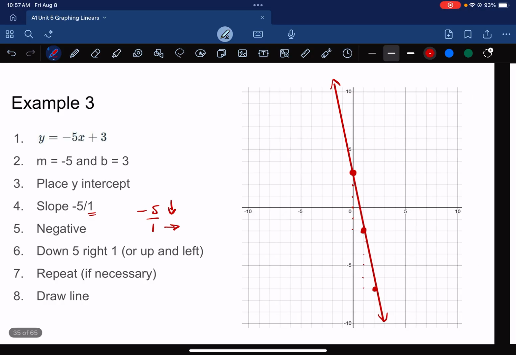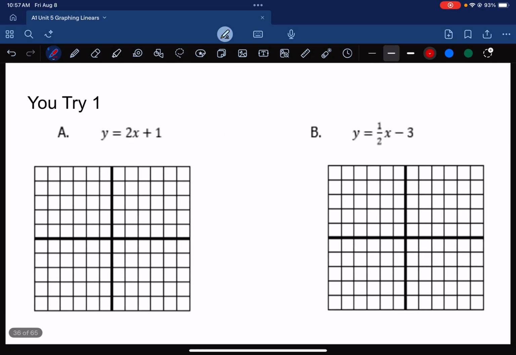Okay, your turn, I think. So, give these two a try. Stop the video. Start it back up when you're finished.